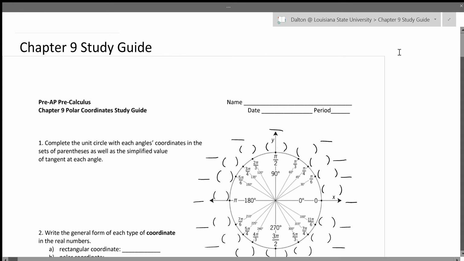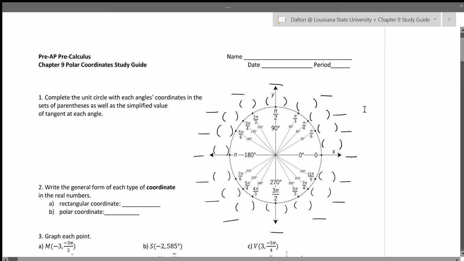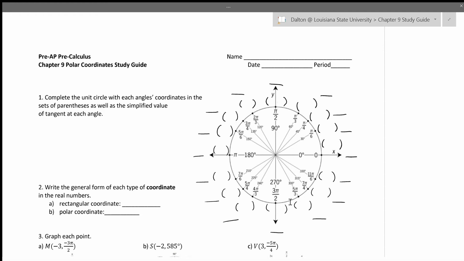Here we go. The first question on your study guide, remember this is what I'm giving you on your test, exactly how this looks. A blank unit circle with the degrees and radians. So your responsibility is to complete it. Now, I'm not going to grade this on your test, but it will be made available to you for you to go ahead and fill out the unit circle very quickly before you take the test and then use it as a reference throughout your test.